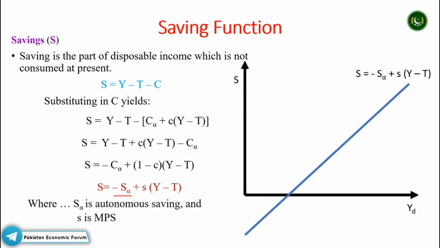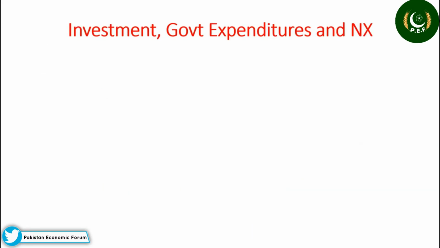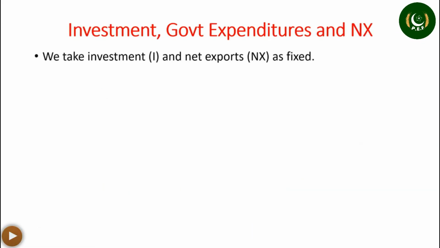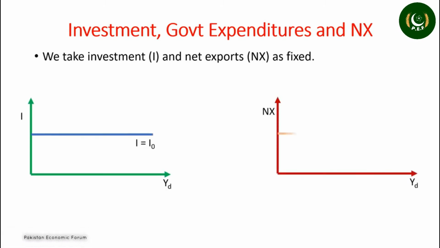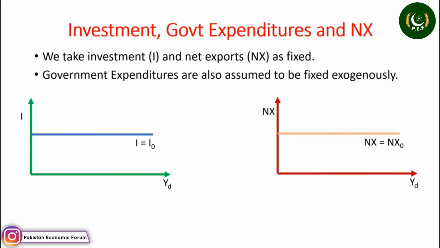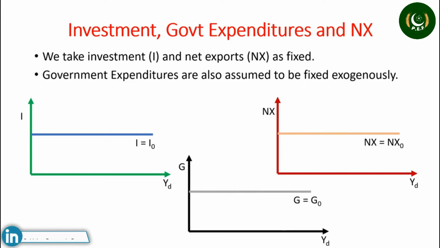Graphically, we can present it as we take investments and net exports as fixed. This is because we assume interest rate and exchange rate are constant. Therefore, the government expenditures are also assumed to be fixed exogenously.